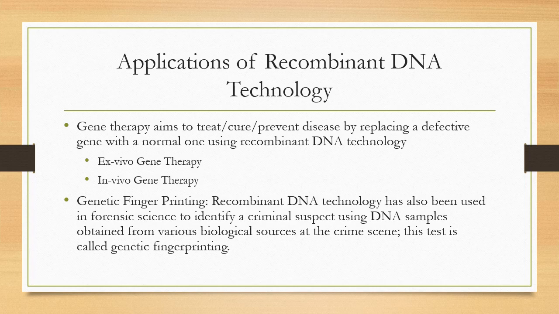And DNA fingerprinting can also be used to find parentage. The DNA is inherited, thus the fingerprint of offspring resembles the fingerprints of one parent. So it can be used to establish parentage. So this is all about the applications of recombinant DNA technology.